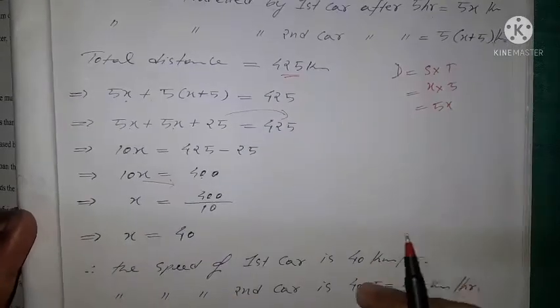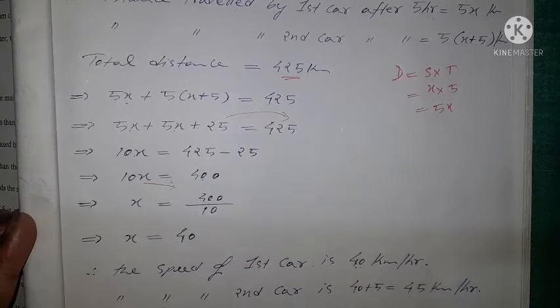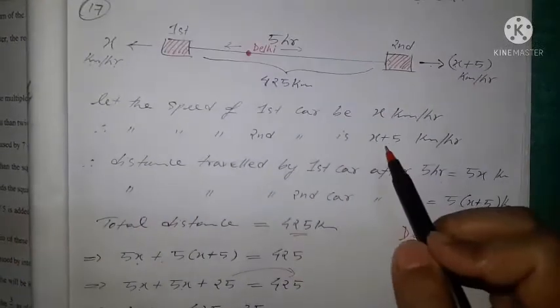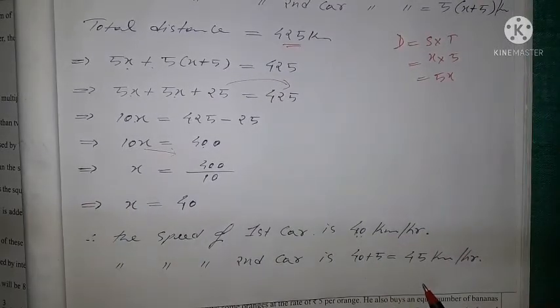It is 40. Therefore the speed of the first car, as we have taken x, is 40 km per hour, and the speed of the second car will be 40 plus 5. Since it is x plus 5, we have taken x plus 5. So therefore 40 plus 5 is equal to 45 km per hour.